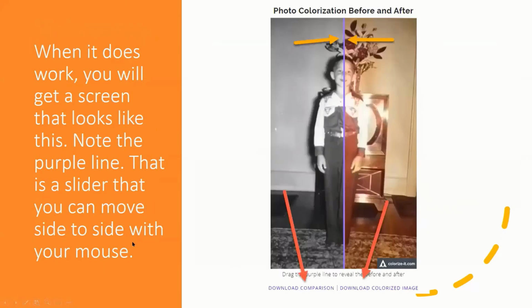But when it does work, you'll get a screen that looks like this. That purple line, you can slide back and forth, as indicated here, with your mouse. You'll see the colorized on one side, the black and white on the other, wherever you leave it.